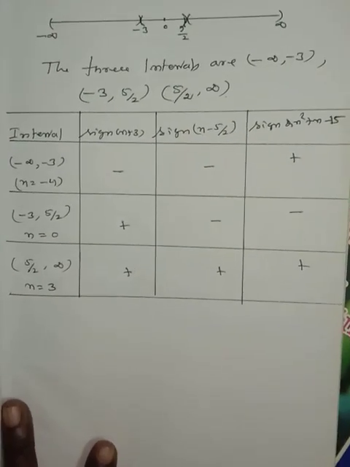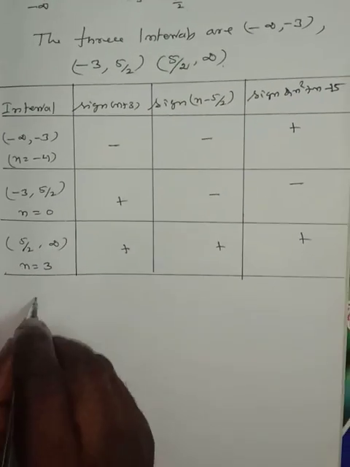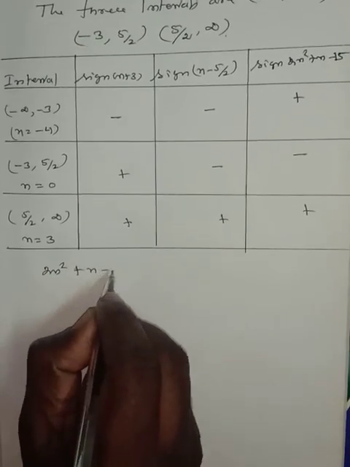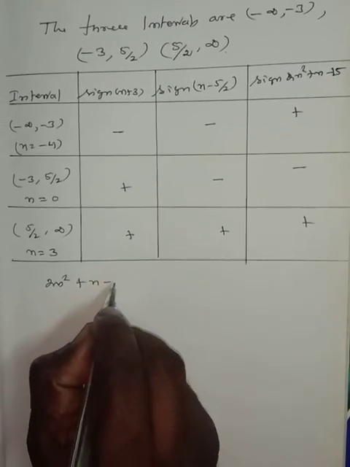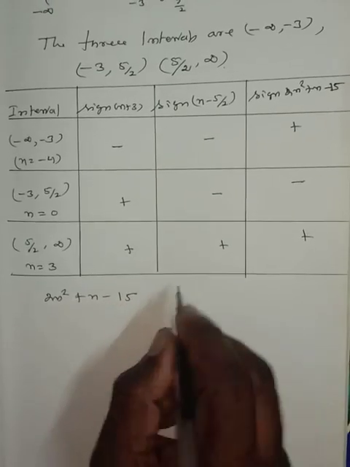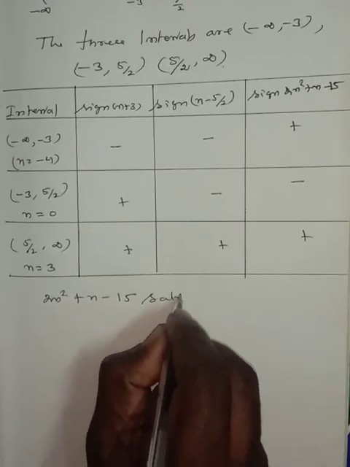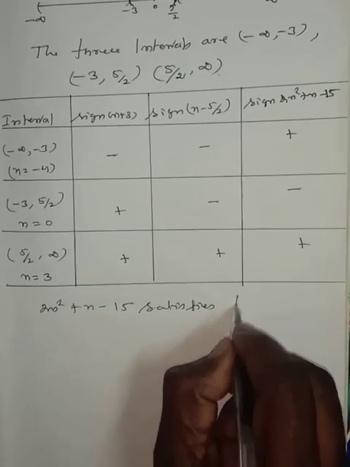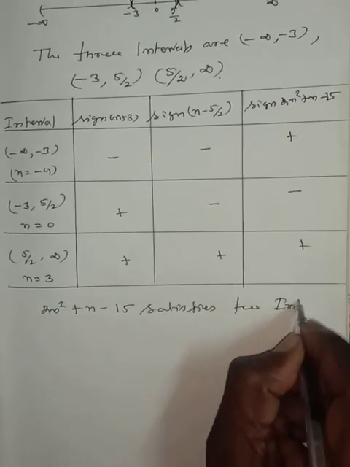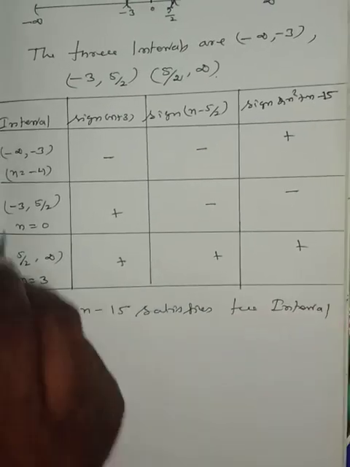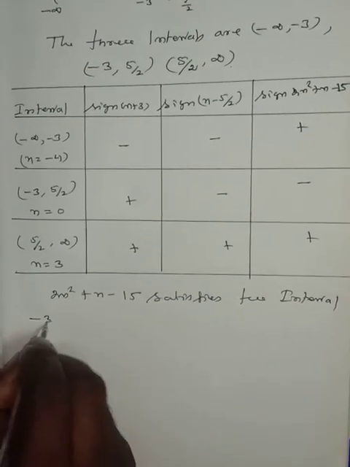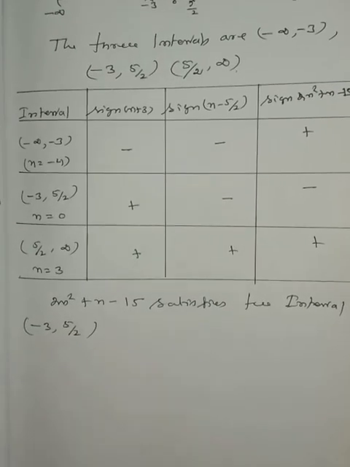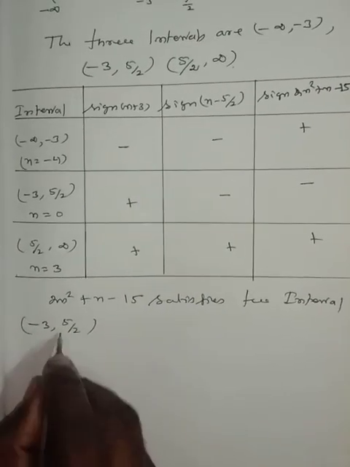So 2x² + x − 15 satisfies the inequality in the second interval, −3 to 5/2. Therefore, the solution set is.